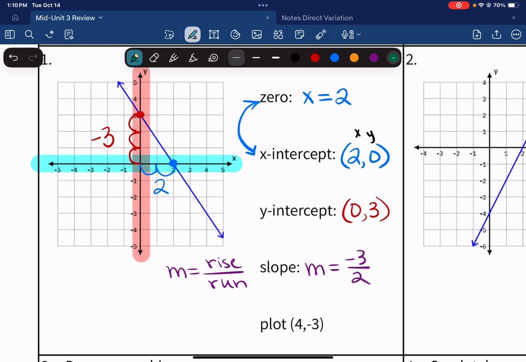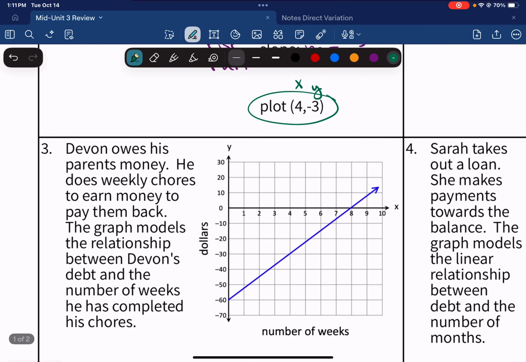And then the last piece of information, we just ask you guys to plot the point (4, 3). Remember, x comes first and then y. So if we start at the origin, we move to the right 4 and then down 3, and this is where we land. Okay, so that's just some attributes of linear functions.